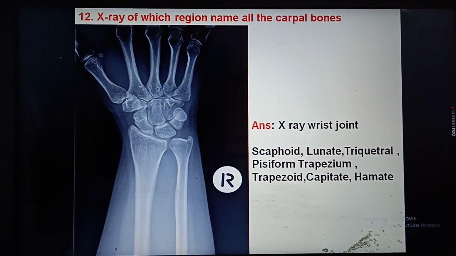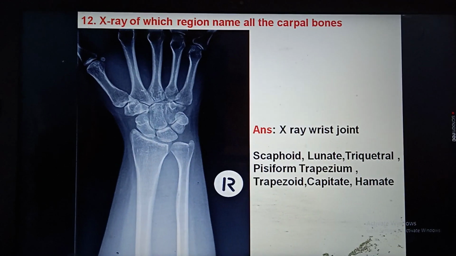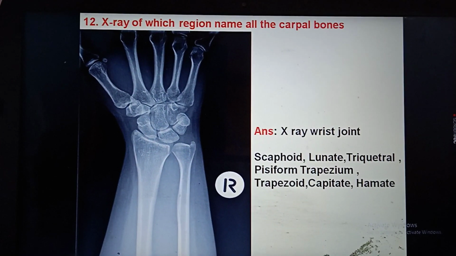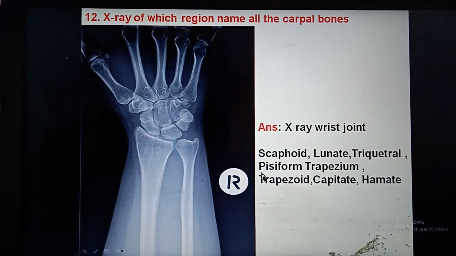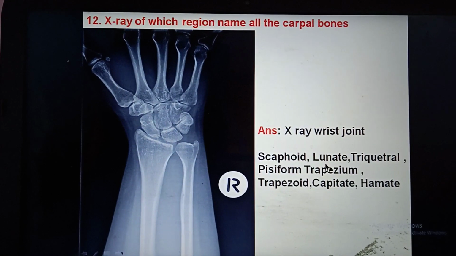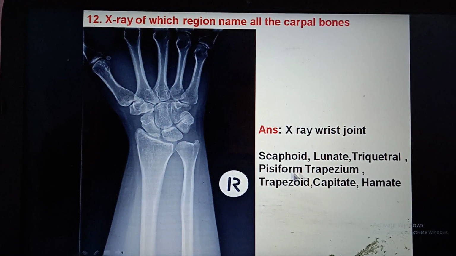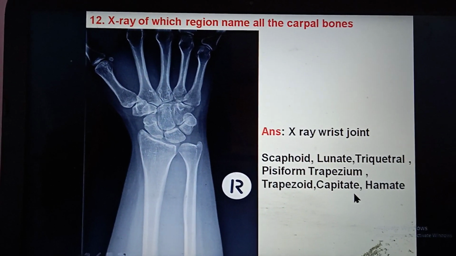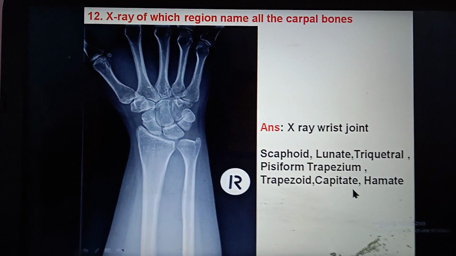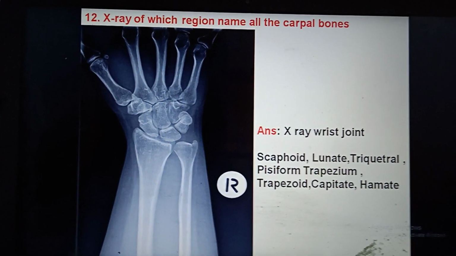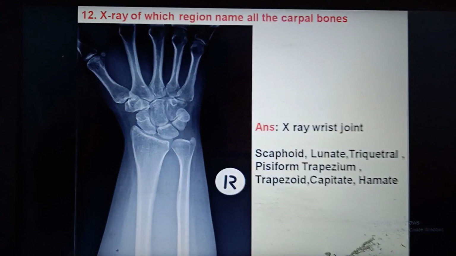X-ray of which region? Name all the carpal bones. This is an X-ray of the wrist joint. The bones are scaphoid, lunate, triquetral, pisiform, trapezium, trapezoid, capitate and hamate, from lateral to medial. First there is the proximal row, then the distal row.